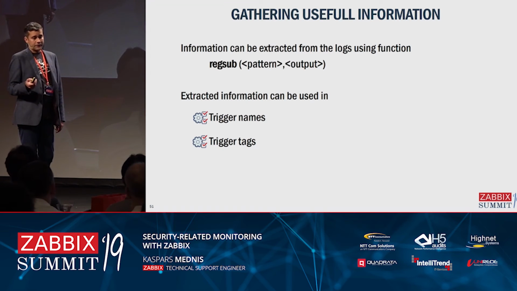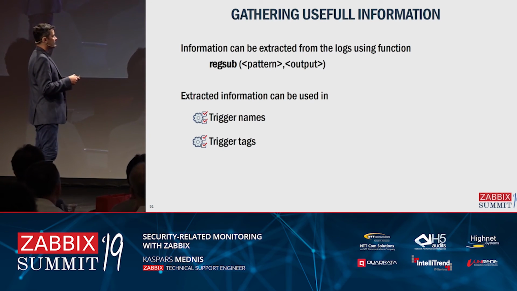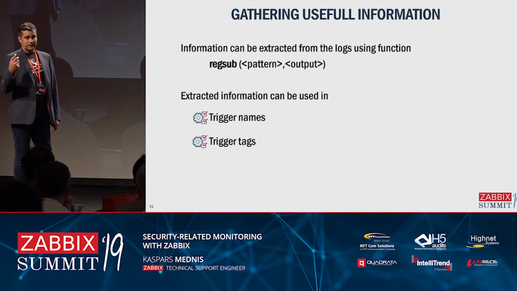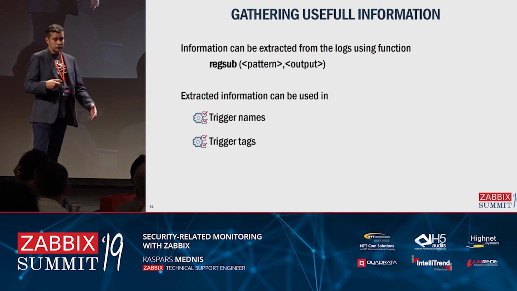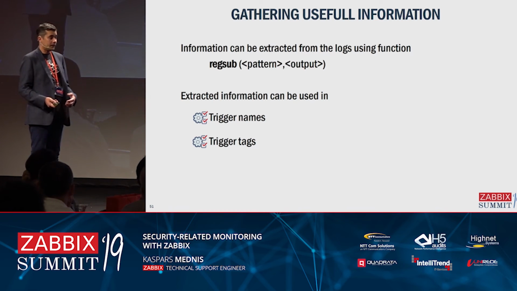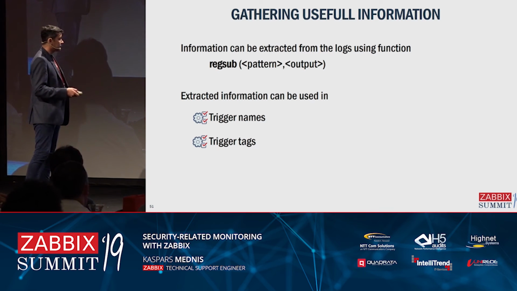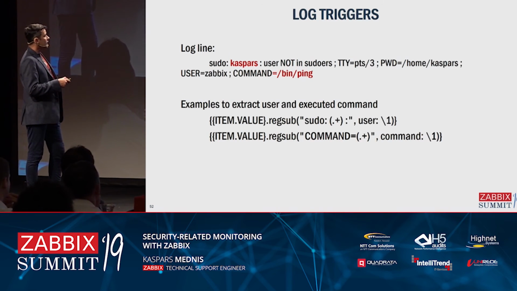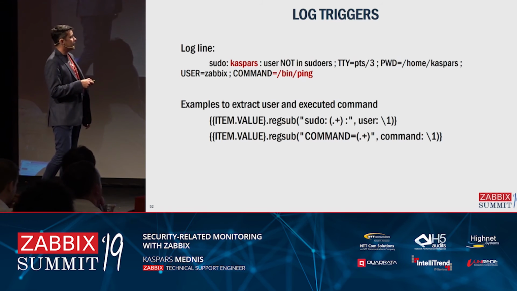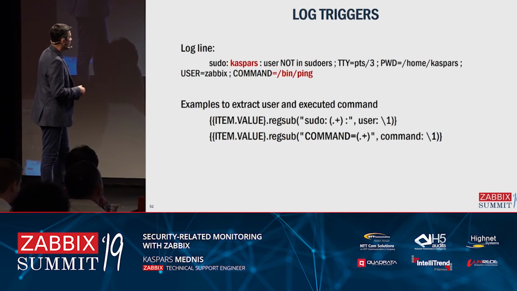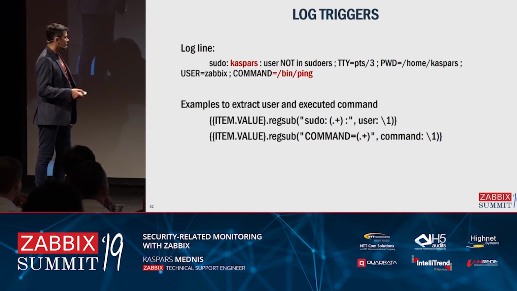I can extract username, IP address, and things like that using the regsub. So I can extract information, and I can say not just sudo failed, but sudo failed by Kaspars. Kaspars tried to do something, and Kaspars tried to execute that command. So like that. The log line will be: Kaspars tried to do a sudo and execute a very dangerous command, ping, as a Zabbix user. It was still logged.